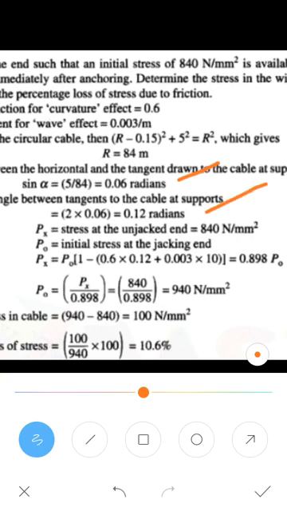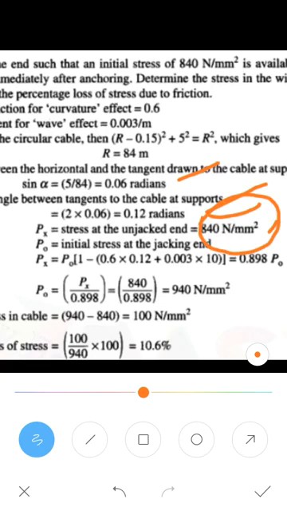Initially, the initial stress at the unjacked end is given as 840. You can see it here, 840. The initial stress they have given, the stress at the unjacked end, is 840.